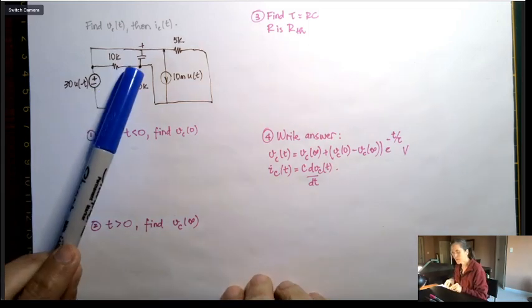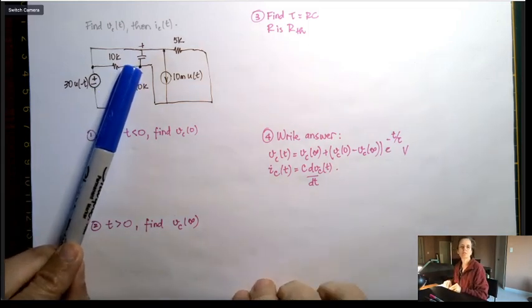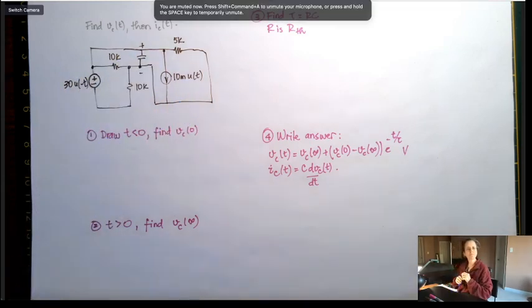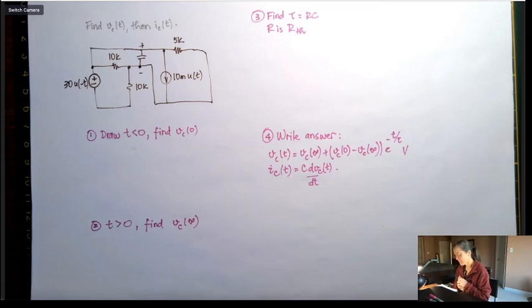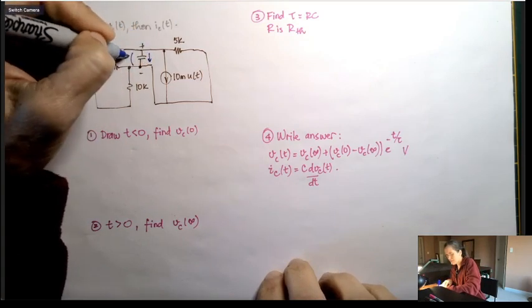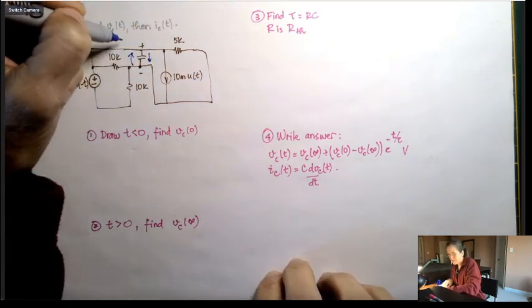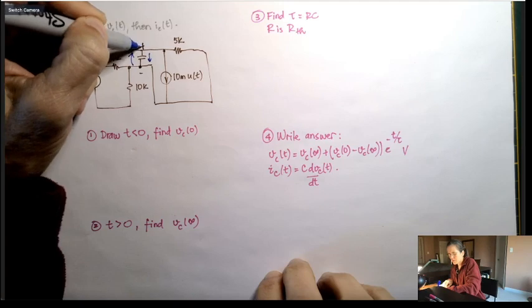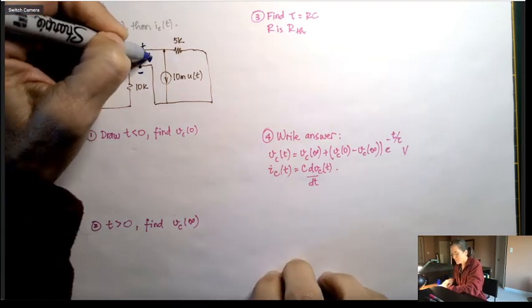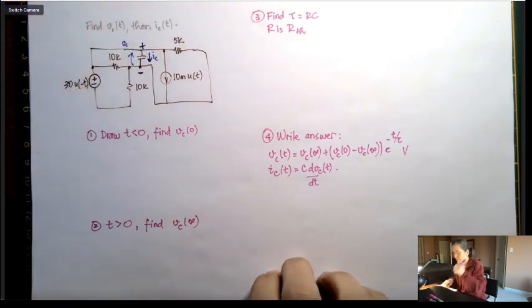If a circuit has only one storage element, in this case this capacitor here, and there are no other inductors, it's asking for Vc of t and also the current through the capacitor. So this here is Vc of t with the plus on the top and minus here, and therefore, following passive convention, this is the current through the capacitor.